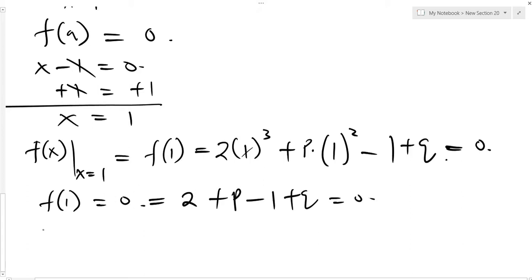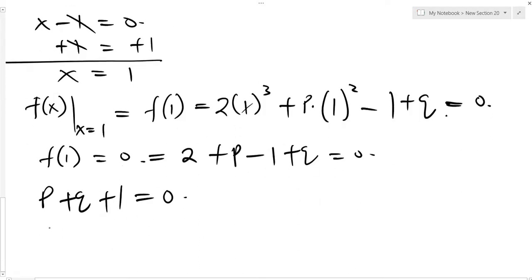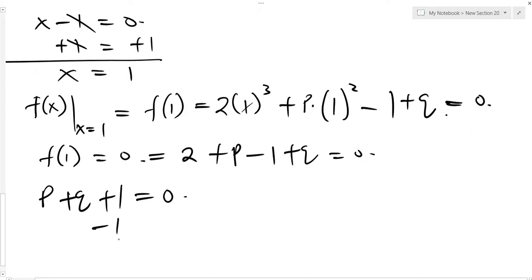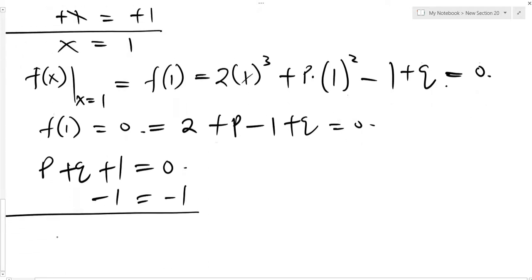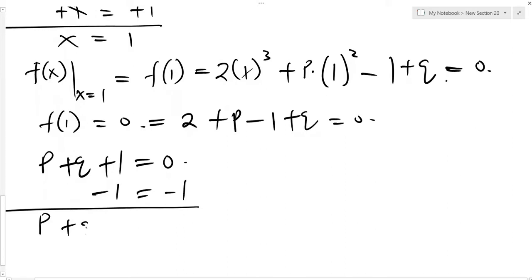So we now have p plus q plus 1 equal to 0. So this is same thing as adding minus 1 to both sides. You have p plus q is equal to, this will cancel out, equal to minus 1. Let's call this equation 1.